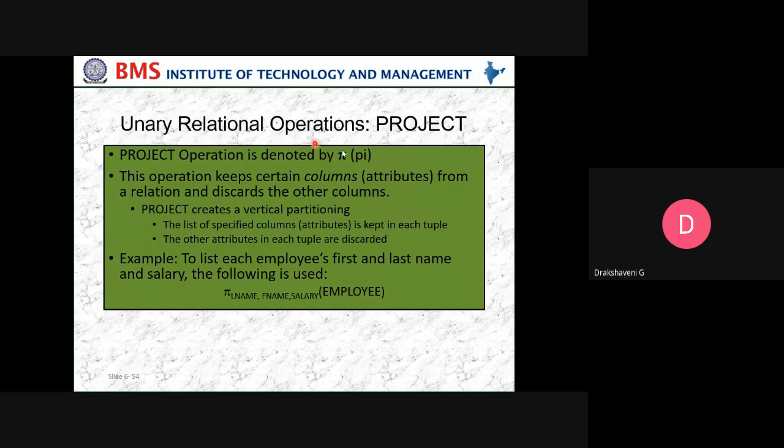Unary relation operation: project. The project operation is denoted by pi. This operation keeps certain columns, attributes, from a relation and discards the other columns. Project creates a vertical partition. The list of specified column attributes is kept in each tuple. The other attributes in each tuple are discarded. Example: to list each employee's first name, last name and salary, the following is used: project last name, first name, and salary of the employee. That is a unary relation operation, project.